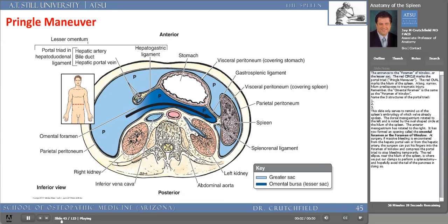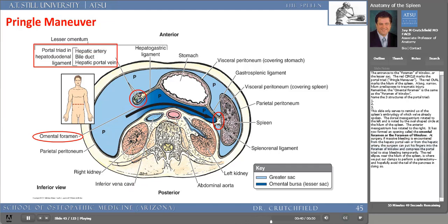This slide only serves to reinforce the embryology which we've already spoken about. The dorsal mesogastrium has rotated to the left and is noted by the oval circle at the hilum of the spleen. The anterior mesogastrium has rotated to the right and has now formed an opening called the omental foramen, or the foramen of Winslow. At surgery, if massive bleeding is encountered from the hepatic portal vein or from the hepatic artery, the surgeon can put his fingers into the foramen of Winslow and compress the portal triad to stop bleeding temporarily.